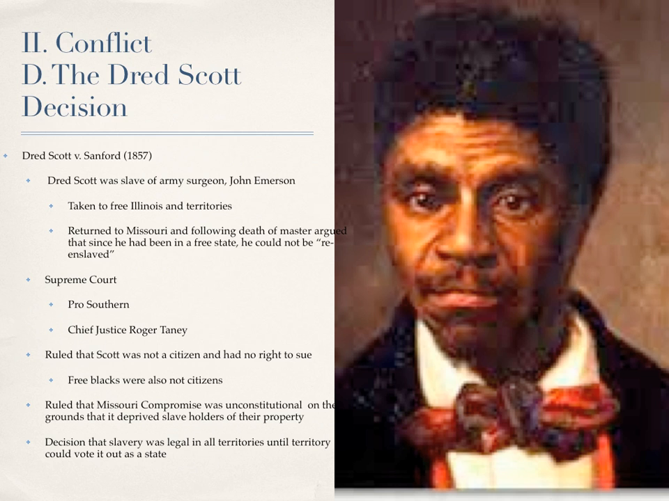They ruled that the Missouri Compromise was unconstitutional on the grounds that it deprived slaveholders of their property. If you were a slaveholder and you traveled across that compromise line, the Missouri Compromise deprived you of what was yours, and that was unconstitutional. And so the decision was made that slavery was legal in all territories until the territory could vote it out as a state. So this is a landmark decision going into the Civil War.